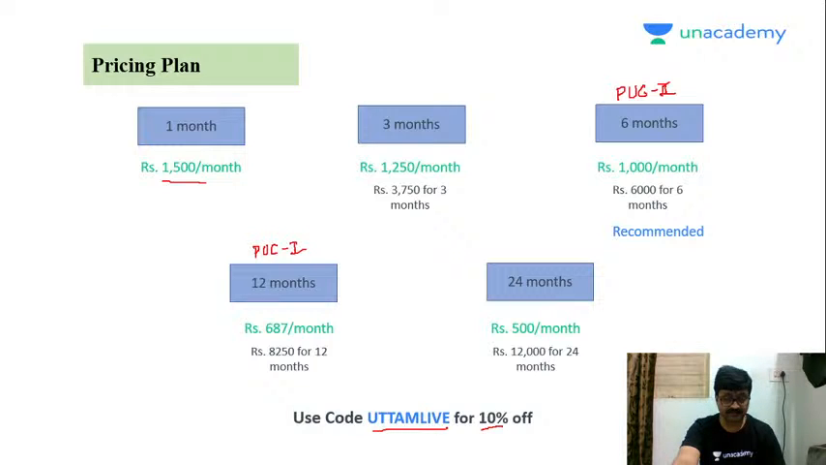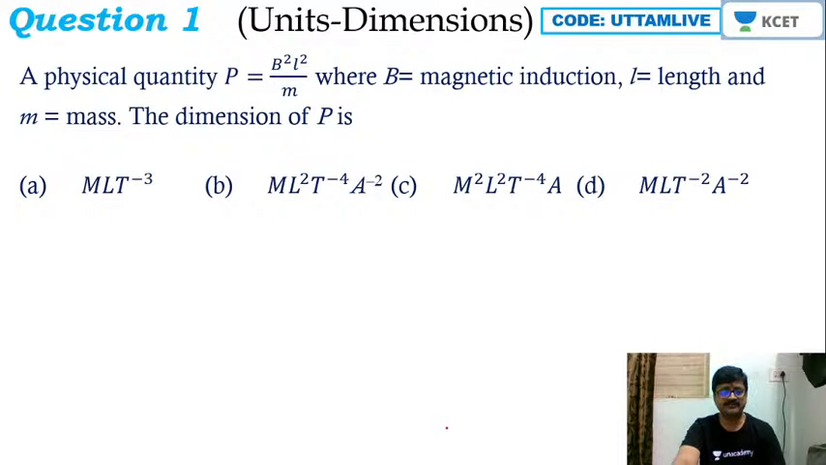Now let's take a look at today's discussion, my dear friends. I'll be starting with the first question, which is on units and dimensions. We have a question like this: a physical quantity P is equal to B square L square by M, where P is magnetic induction, L is length, and M is mass. The dimension of P is. In this question, they're asking us to find the dimensions of P.